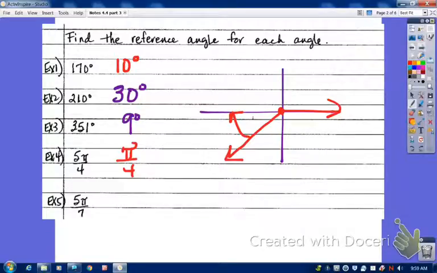5 pi over 7, what quadrant is that located in? 5 pi over 7.